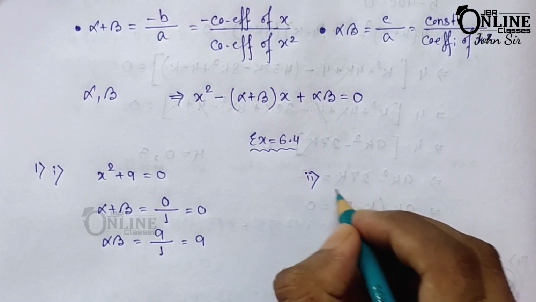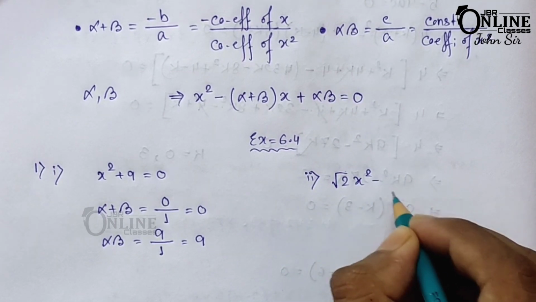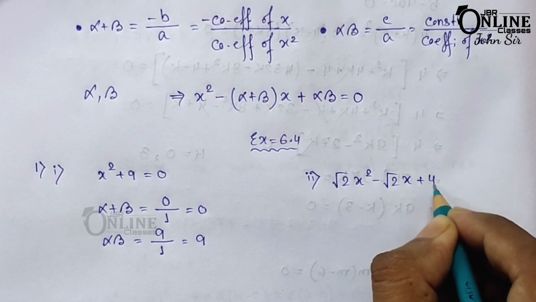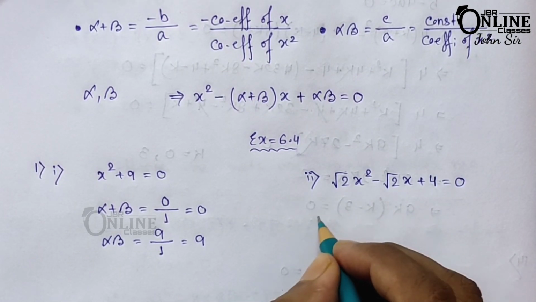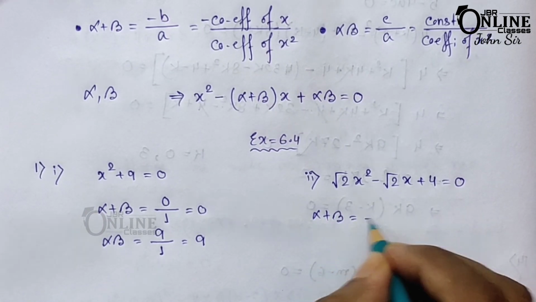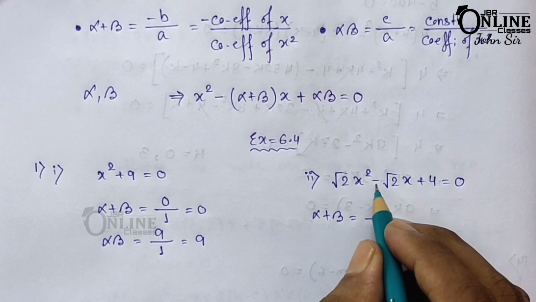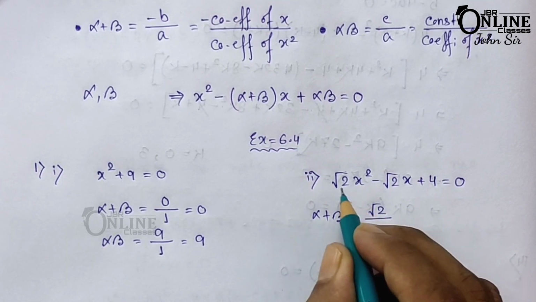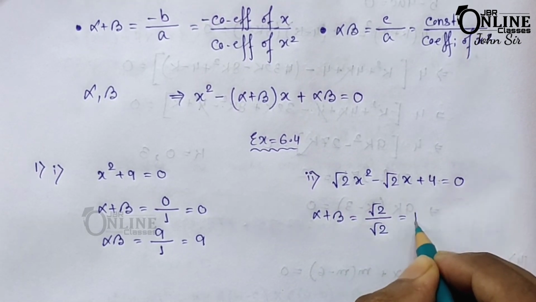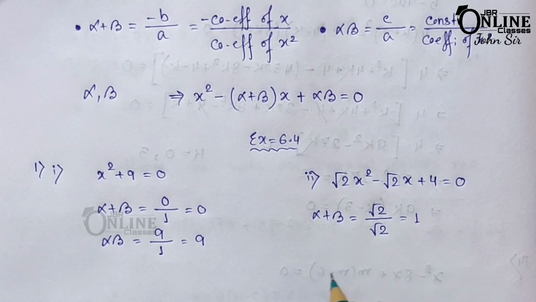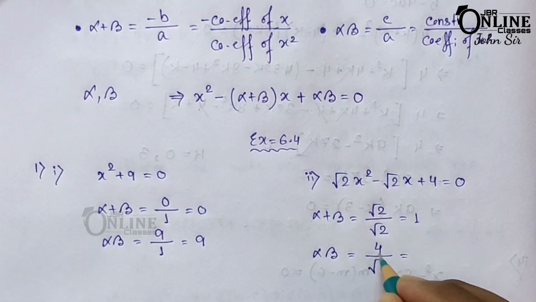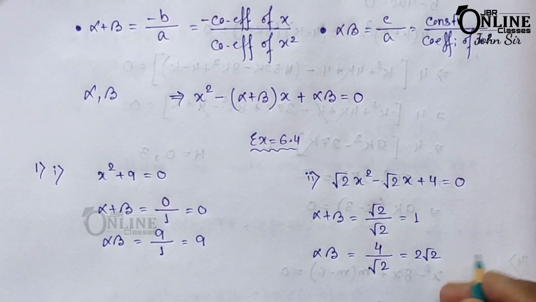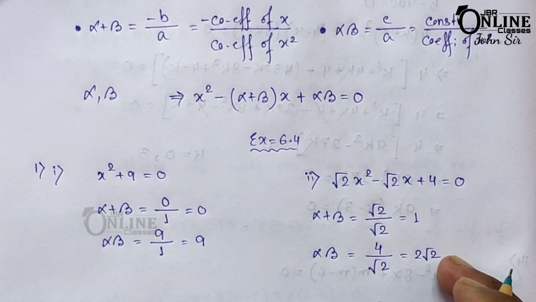Now the next equation, root 2 x square minus root 2 x plus 4, equal to 0. Okay, so alpha plus beta will be minus b. So here minus root 2, that means plus root 2 divided by a. So root 2 by root 2, that equal to 1. And the next one is alpha into beta, that equal to 4 by root 2. Okay, so 4 by root 2, if you divide it, you will get 2 root 2. So 1 and 2 root 2 as your answer.